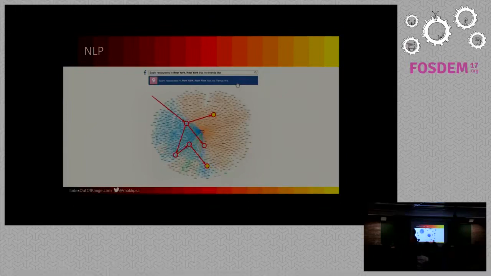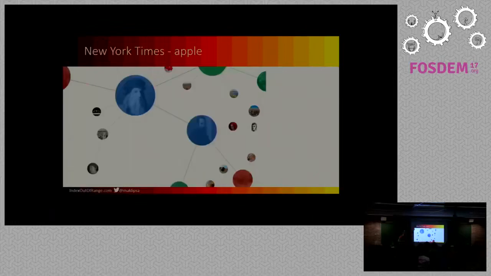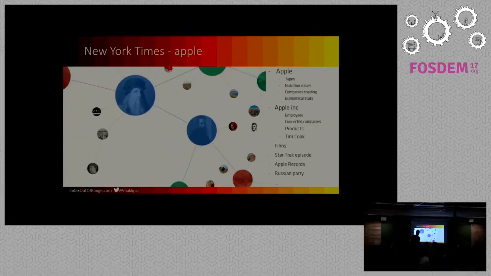So basically, the New York Times has a huge knowledge graph, because if you write any article, you want to have contextual, actual news, actual data. Take Apple: it can be a fruit, it can be Apple Inc., it can be some films. There is even a Star Trek episode. There's also Apple Records, that's the Beatles. A Russian party is nicknamed Apple. So there are a lot of them.